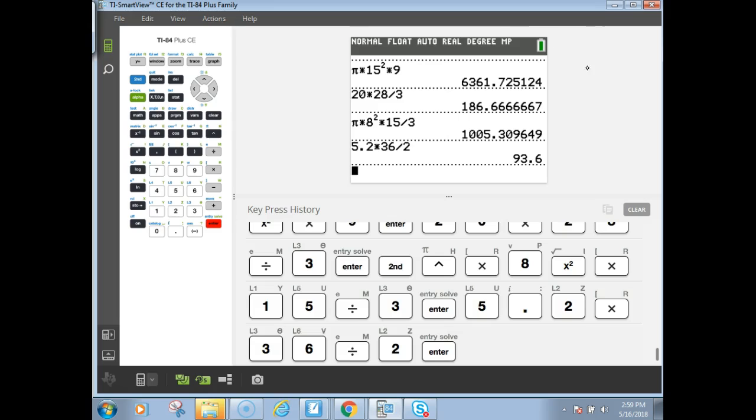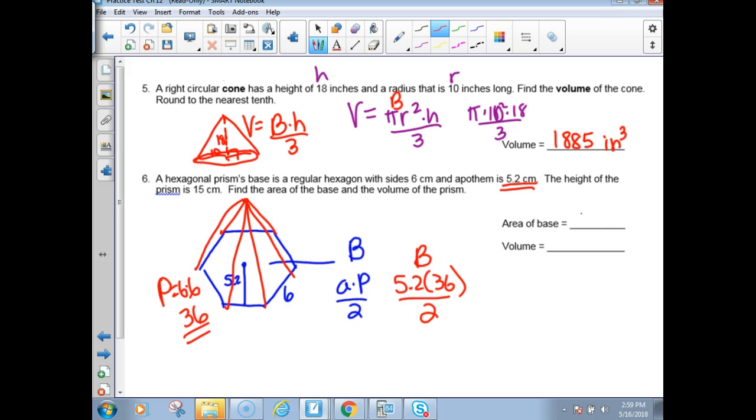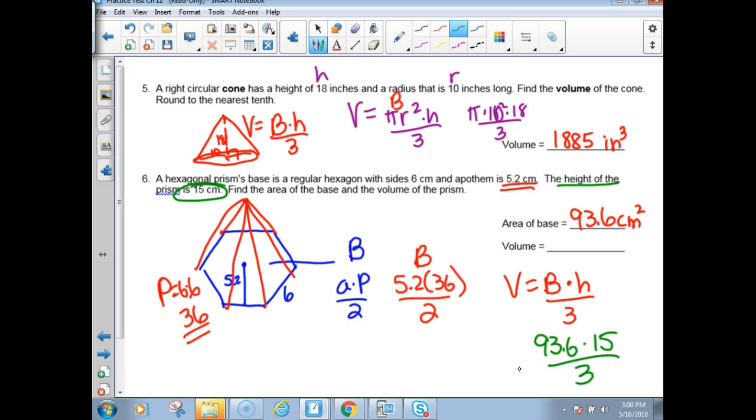I got 93.6 for my base area, and that's in square centimeters. All right, now the next step is for volume to do base area times the height divided by 3. So we just need to take our 93.6. The height of the prism, it says right here, is 15. So we're going to do 93.6 times 15 divided by 3 to get my volume.